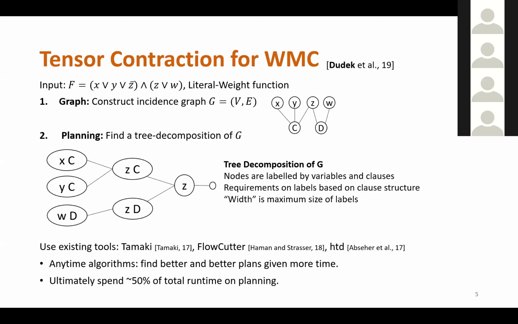There was a competition in 2017, a PACE competition, that produced a number of high-performance heuristic tools for generating tree decompositions. All of these tree decomposition tools are anytime algorithms, meaning you give them more and more time, and they'll gradually try and find better and better heuristic tree decompositions. Ultimately, we found in the 2019 work that it was convenient to spend about half the total runtime on planning, and the second half on what I'm about to describe, which is using the tree decomposition.